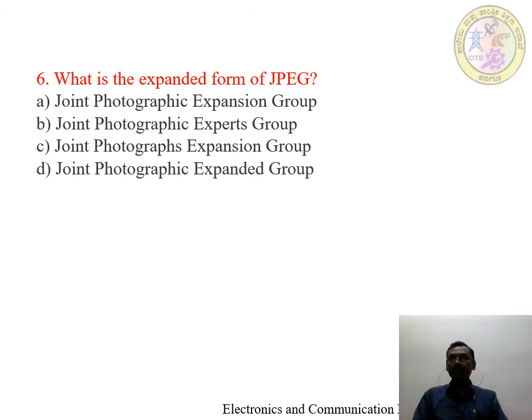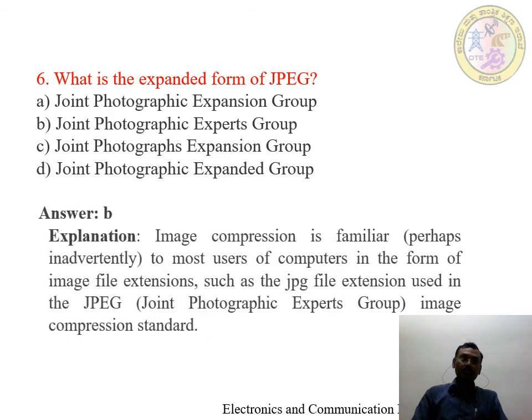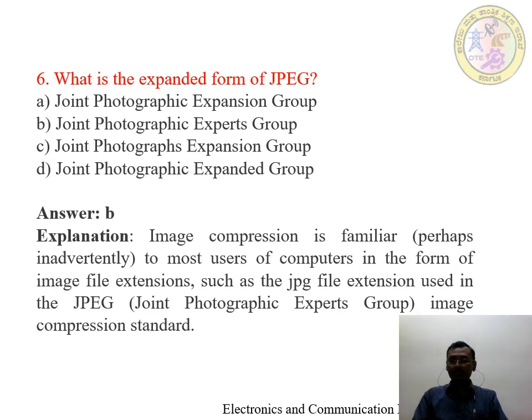Next question is, what is the expanded form of JPEG? Joint Photographic Expansion Group, Joint Photographic Experts Group, Joint Photographs Expansion Group, Joint Photographic Expanded Group. The answer is B, that is Joint Photographic Experts Group. Image compression is familiar to most users of computers in the form of image file extensions such as the JPG file extension used in JPEG, Joint Photographic Experts Group, which is an image compression standard.